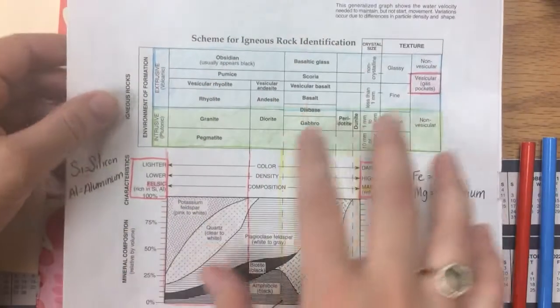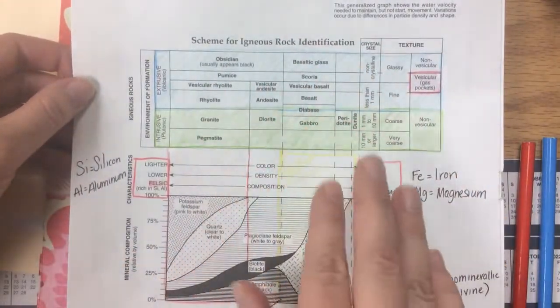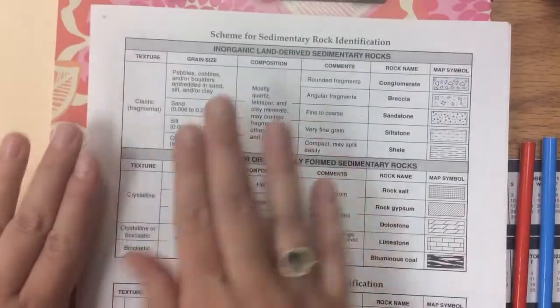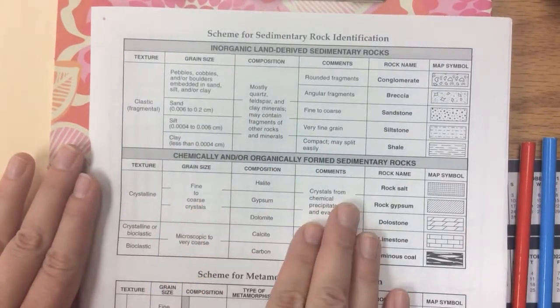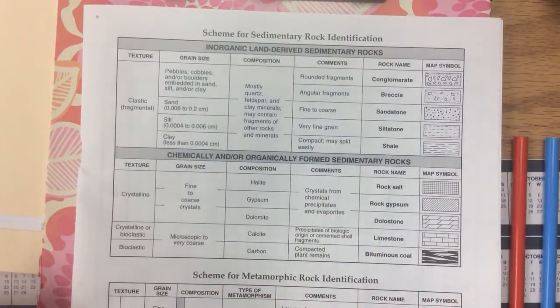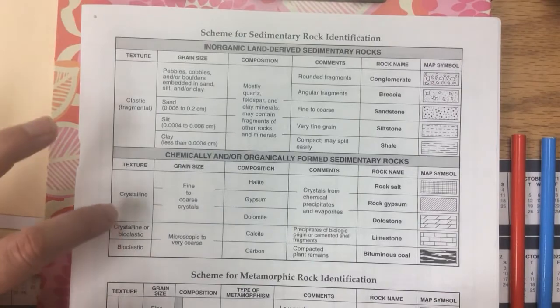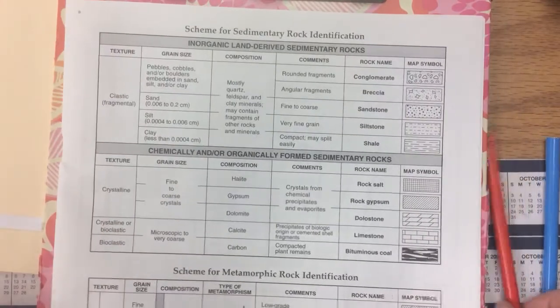Let me tell you, if you guys understood all of the igneous rock chart and you feel okay about this, trust me, your sedimentary rock chart is a lot more straightforward. So let's get to it. You're going to need 5 different colored pencils.